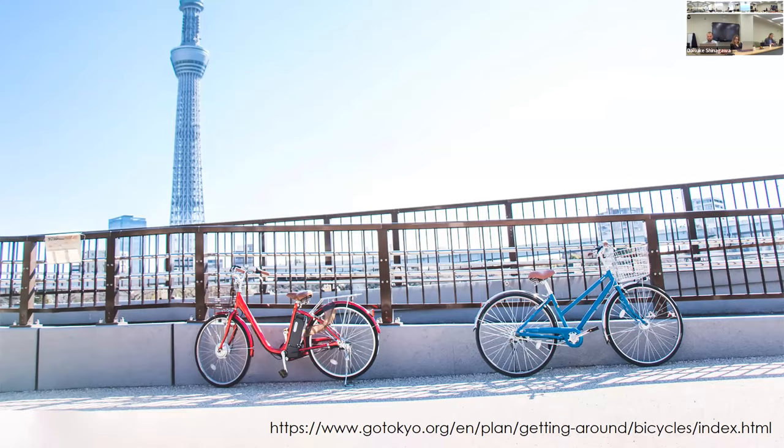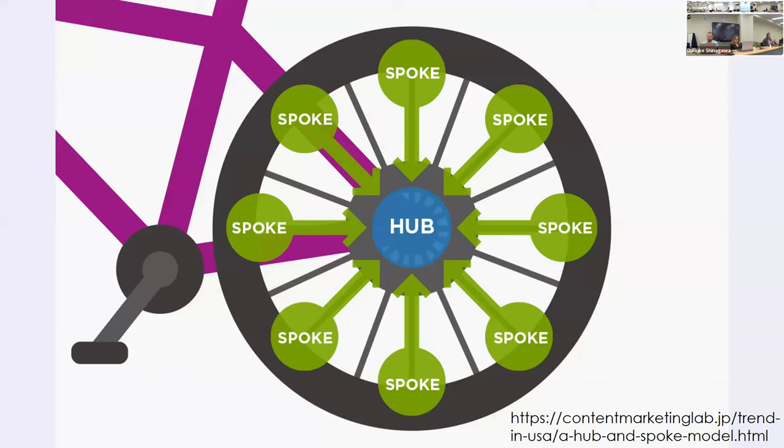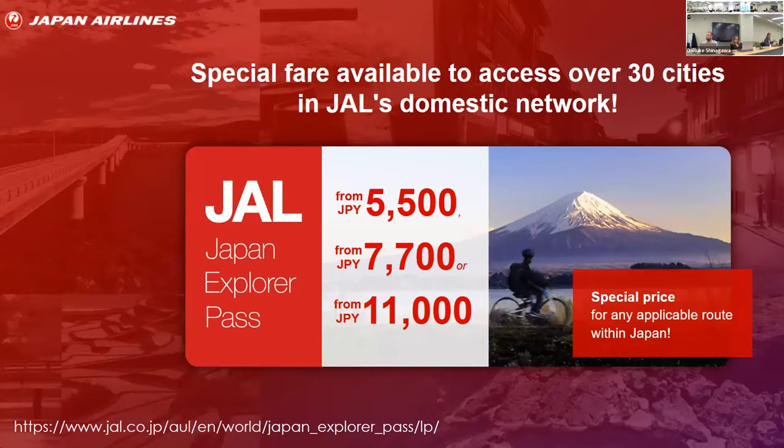Now, actually, it is not fully true. People cheat. We're not really talking about the spokes. The hub is the hub, that's true. But the spoke is actually the end point of each of those spokes. But you know that concept. You use it every day. Where is it most famous, the hub and spoke model? In aviation. Okay, so if you want to travel around Japan cheaply, you buy this pass for 11,000 yen.